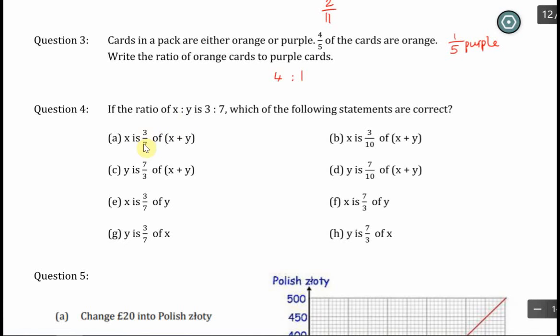Is x 3/7 of 10? So is 3 3/7 of 10? Well, 3/7 of 10 would be dividing 10 by 7. That wouldn't give us a very nice number. Then multiplying by 3, it certainly wouldn't give us 3. So no, that one's not correct.